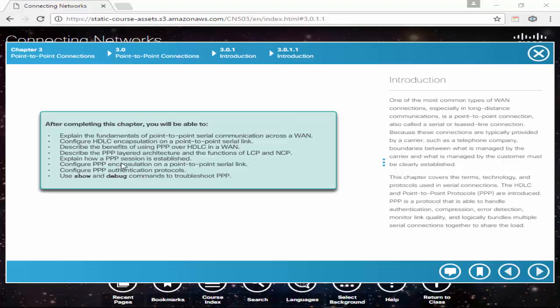So we're going to explain the fundamentals of point-to-point serial communication across a WAN, configure HDLC encapsulation on a point-to-point serial link, describe the benefits of PPP over HDLC in a WAN, describe PPP layered architecture and functions of LCP and NCP, explain how a PPP session is established, configure PPP encapsulation on a point-to-point serial link, configure PPP authentication protocols, and use show and debug commands for troubleshooting PPP.